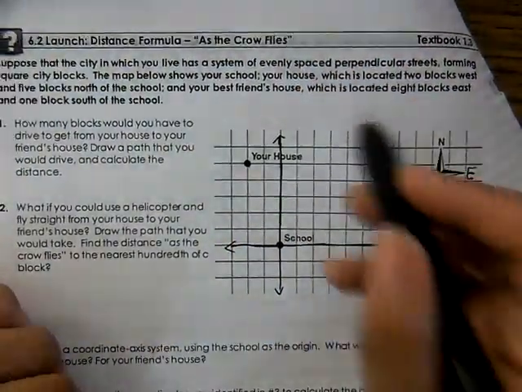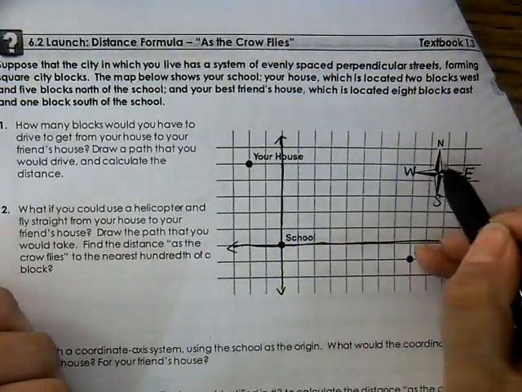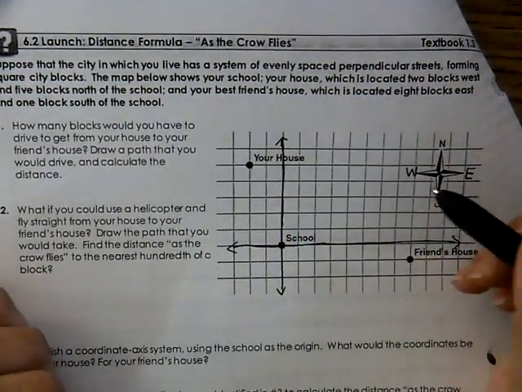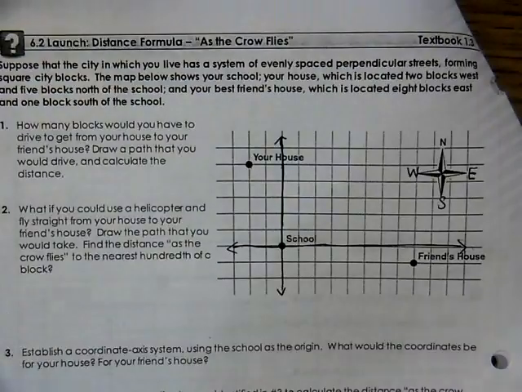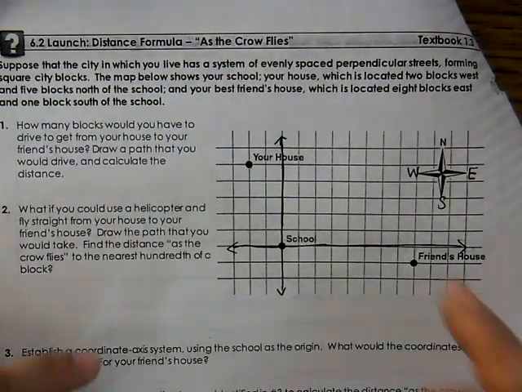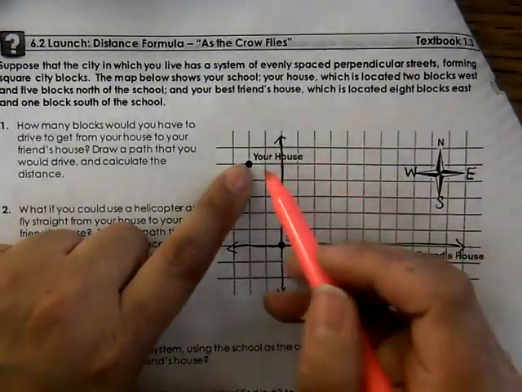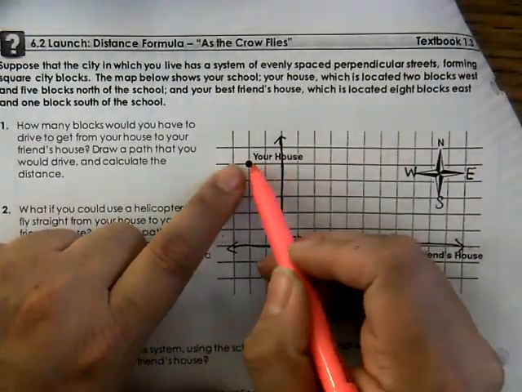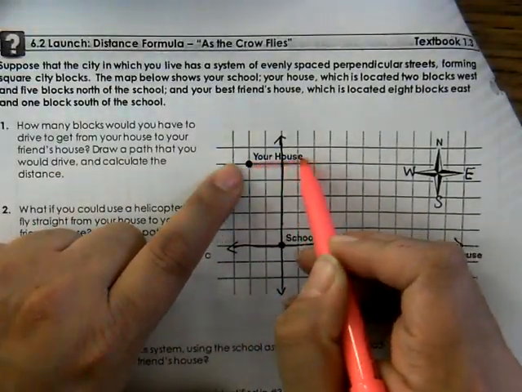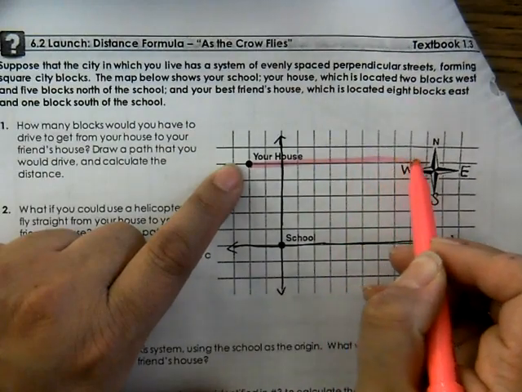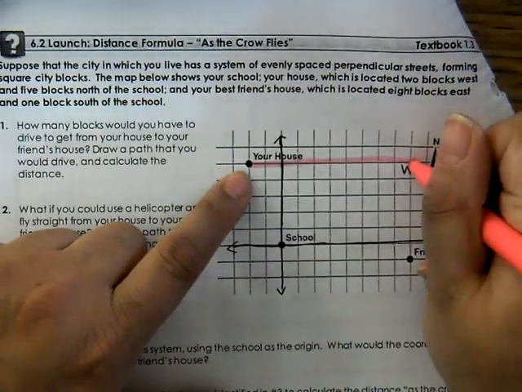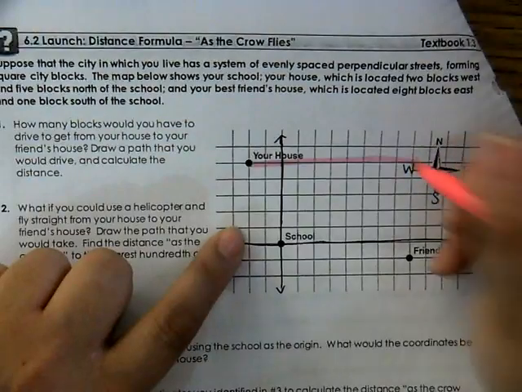We can't cross through all these streets. We have to go making horizontal and vertical lines to get there. So from your house, which I'll do in a different color here, to your friend's house, you're going to first start from your house and possibly go to the right. We're going east a certain amount, and we're going to go up until we're right on top of our friend's house, and we'll stop there.